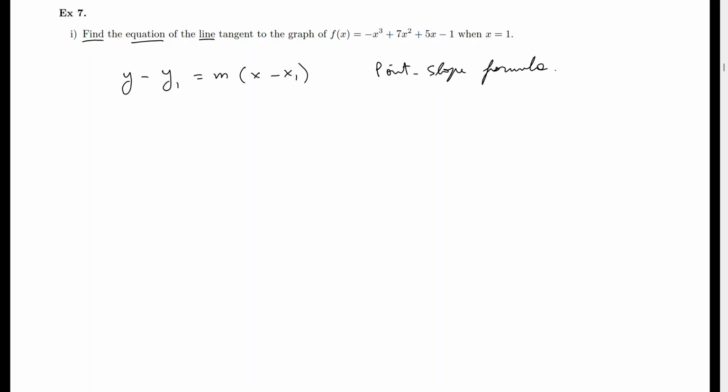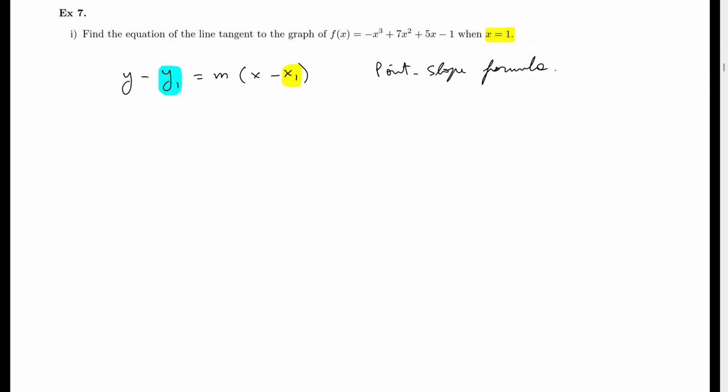This is your starting point every time you hear the words find and then equation and line together in the same sentence. It's always basically the same. Now, the difference is how you find y1, m, and x1. x1 should always be given to you. That's usually in the question somewhere. So look for the x value that they want, and that's going to be called x1. Now, what about y1 and m?